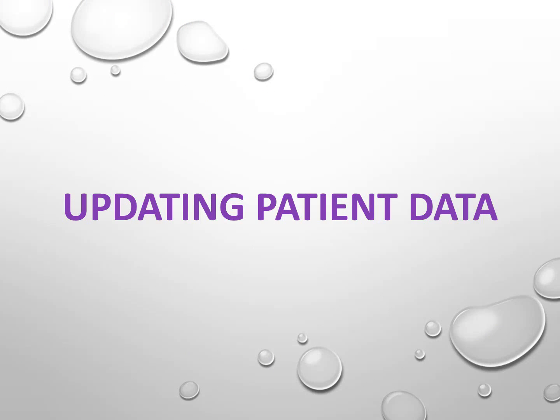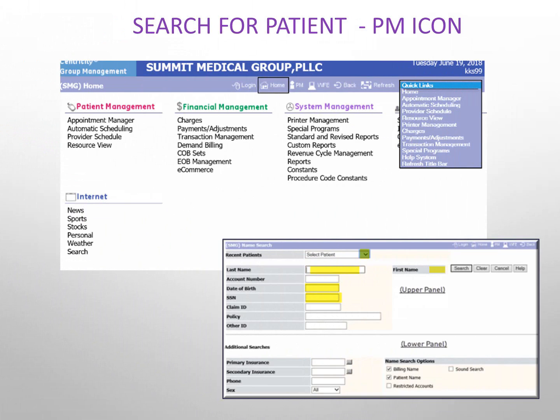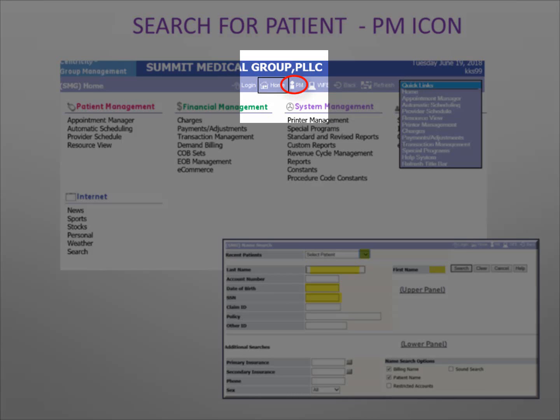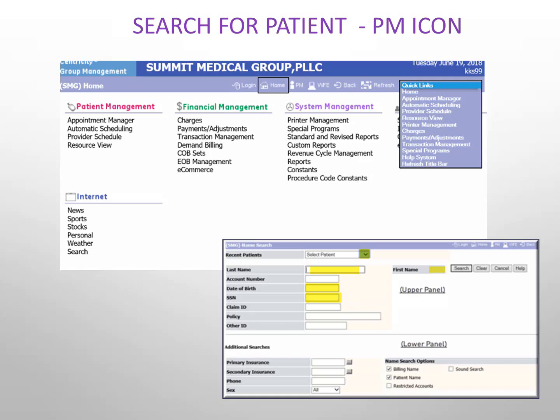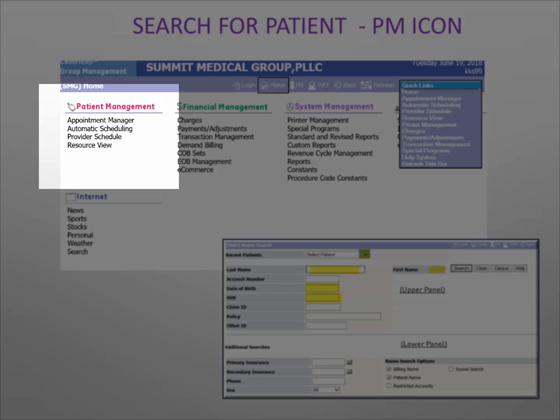Updating patient data. The new user video covers the navigation of all categories in GM. So for this demonstration, we will focus on how to edit existing patient data found in Patient Manager, which is represented as PM in the upper navigation links. And then we'll move to the Patient Management category and review the appointment scheduling links.